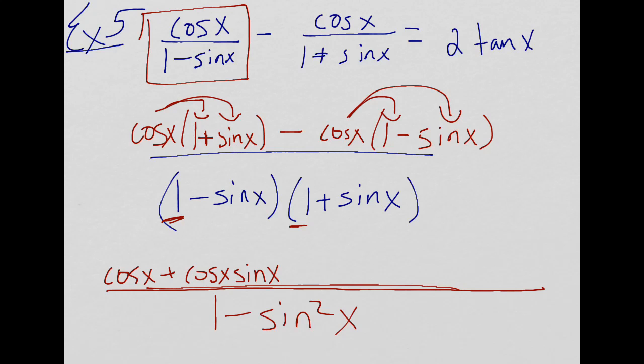Alright, now here's the tricky part. When I distribute this part out over here, this is negative cosine x times 1, so that's negative cosine x, and it's negative cosine x times sine x, so that's going to give me plus cosine x sine x. Alright, is anybody confused on what I did right there? Plus, because this is distributive property, so this is a minus here times a minus here. It gives me a plus here.